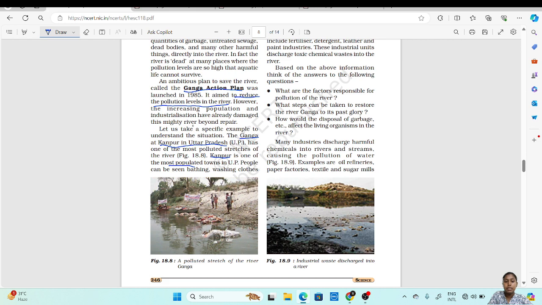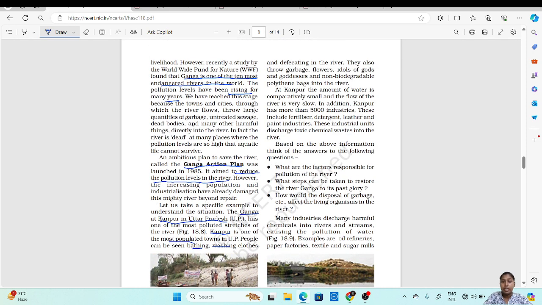People can be seen bathing, washing clothes, even defecating in the river. Kanpur is situated near the Ganga river, and you can see people bathing, washing and defecating near the river. They also throw garbage, flowers, idols of gods and goddesses, and non-biodegradable polythene bags into the river.